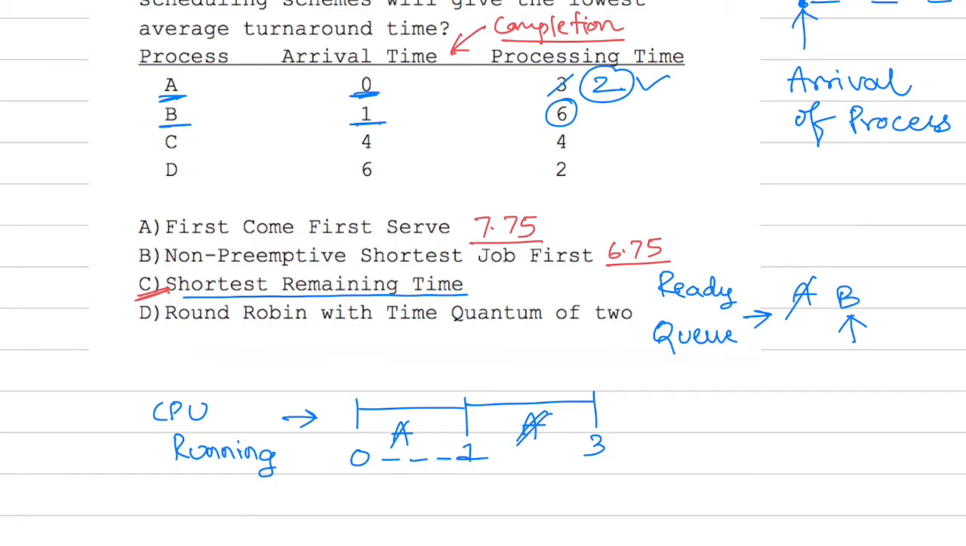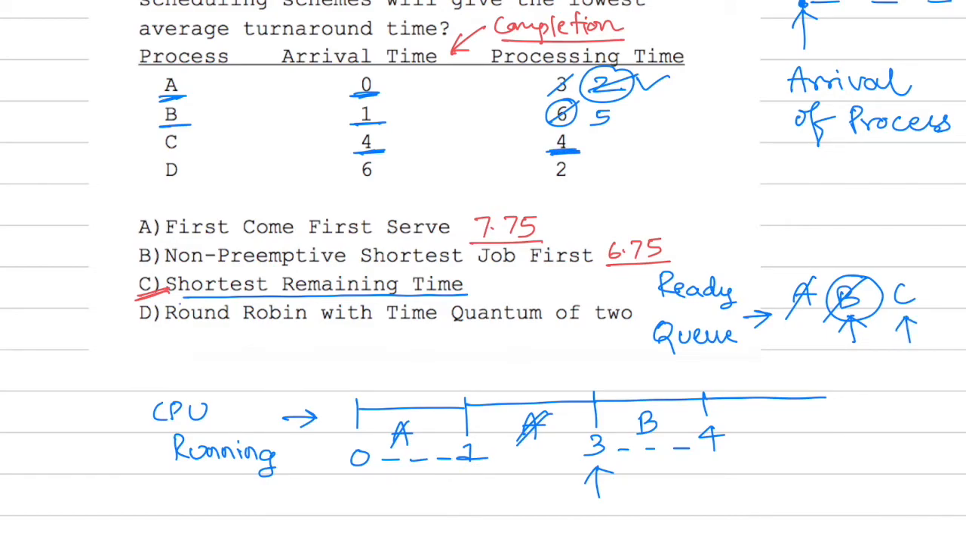So A finally goes out of the system. Now at the third second, if you look at the ready queue, we have only B. So B gets picked up. So I'll write here B, and B starts running until 4. Now at the 4th second, we have C entered into the system. Now B has spent 1 second in the CPU, so B's remaining time is 5, and C has come into the system. C's time is 4.